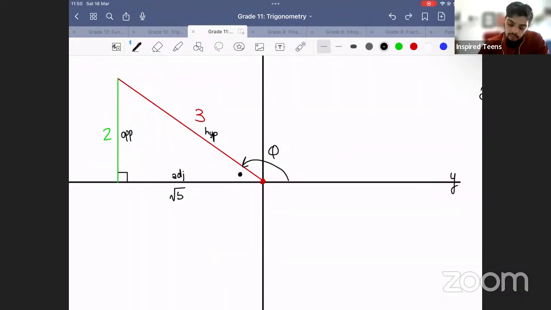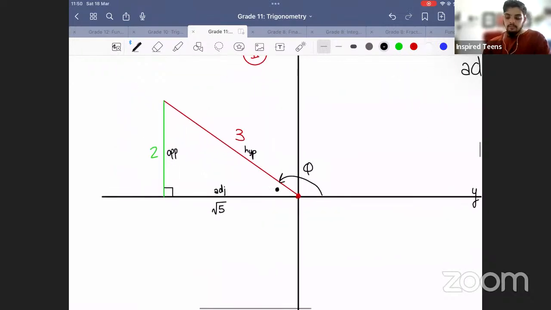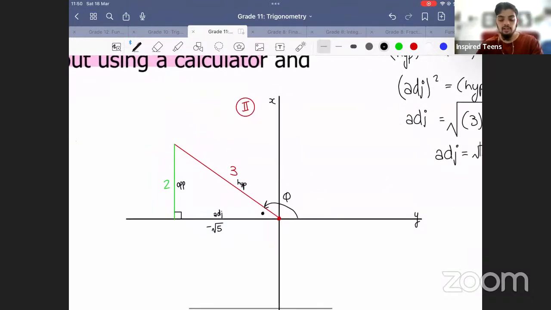Is that correct? Is it square root 5? Is the correct answer square root 5? Do you guys agree with that? No, yes, maybe. Okay, technically yes, very good, minus. So technically the length is correct, square root 5, but it should be negative square root 5 because at the end of the day, we're dealing with a Cartesian plane.